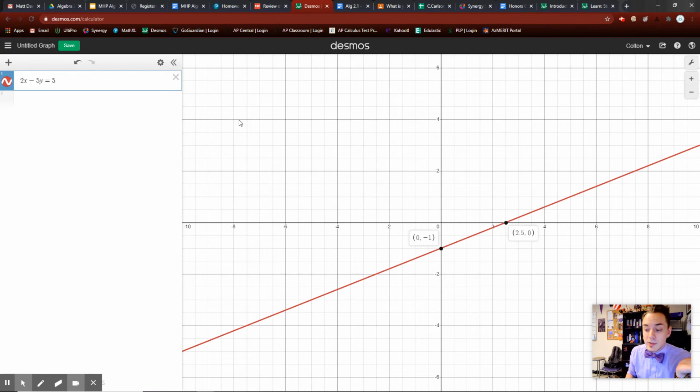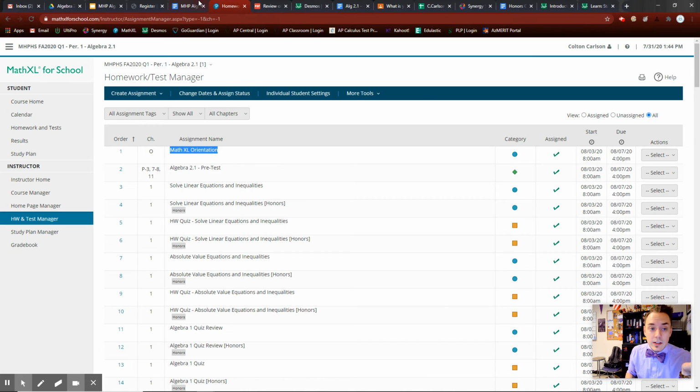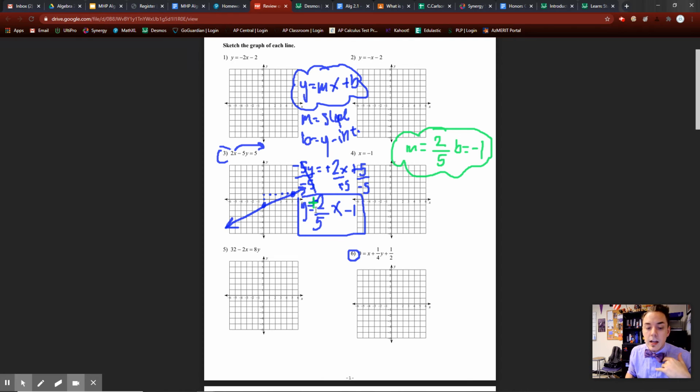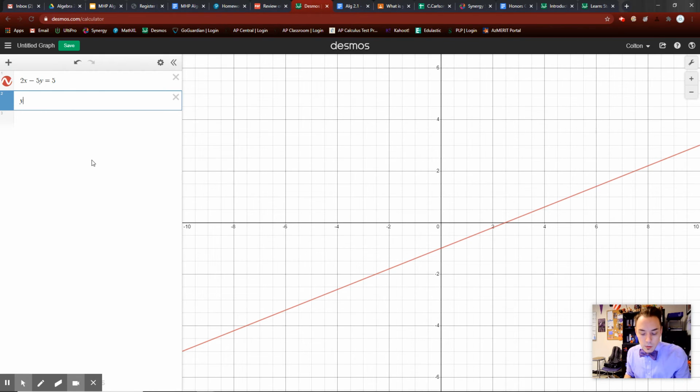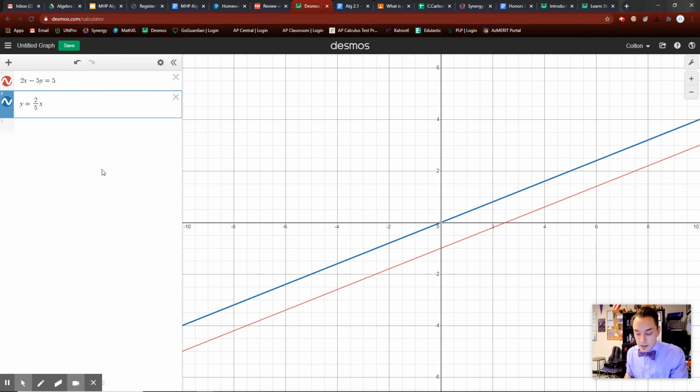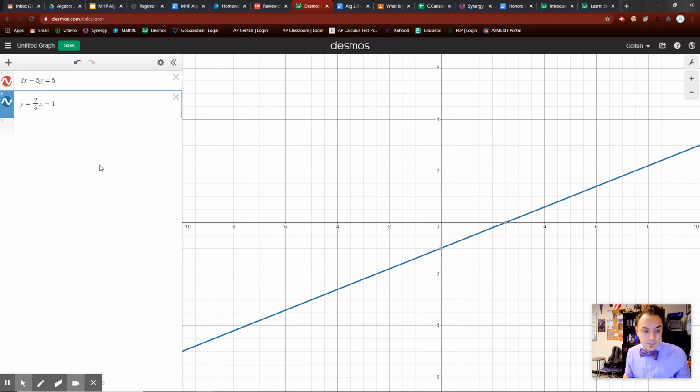The sad thing is Desmos doesn't give us our slope, that's why we need to do it by hand. We have to solve for our slope by hand, but that's okay. If I type in y equals 2 divided by 5, x, and then minus 1, what do you notice? It's the exact same line. So that means we did our math correctly.